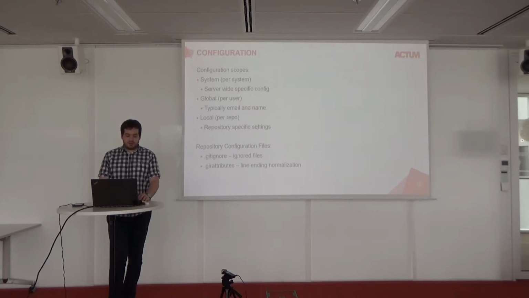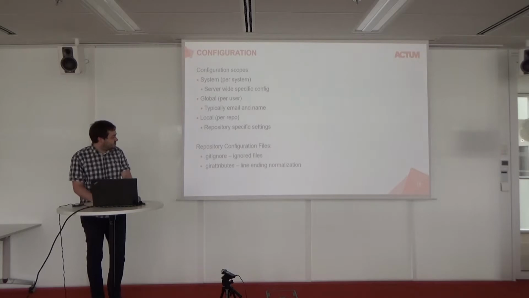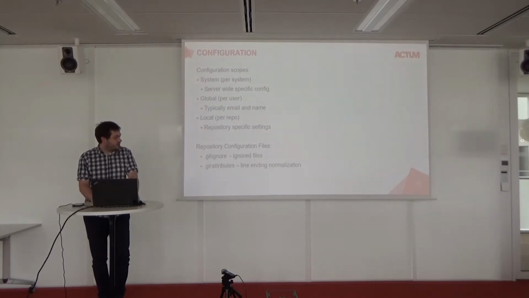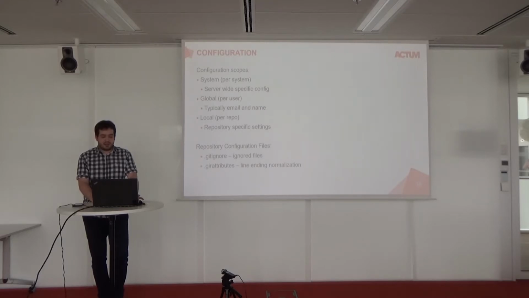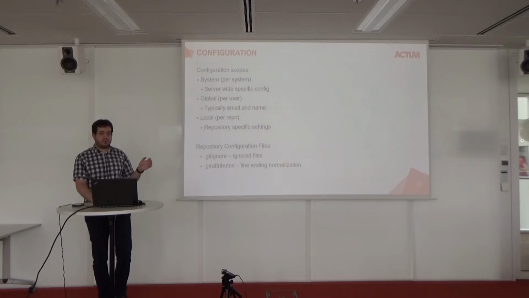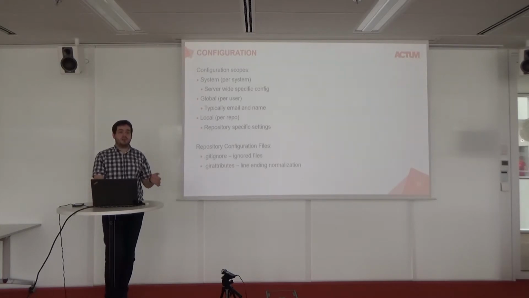There is also gitattributes. It defines the line ending normalization, which is a way that Git can normalize line endings if you are working, for example, on one project from Linux and Windows. It will basically change on commit the line endings in the files, for example, to Linux line endings, so you can work on the project from both systems.